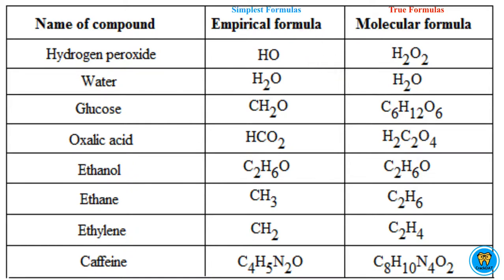Empirical formulas are sometimes referred to as the simplest formula because they show the smallest ratio relationships between the individual atoms of the compound. Because empirical formulas show the smallest ratio, they're not necessarily the actual molecular formula.